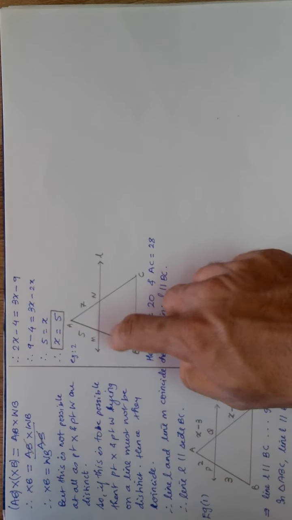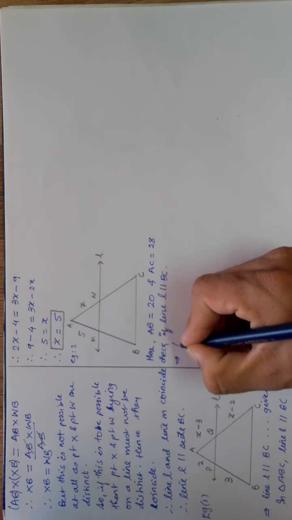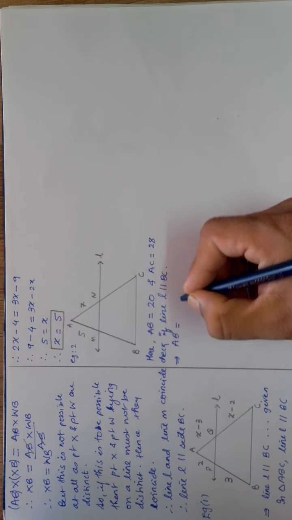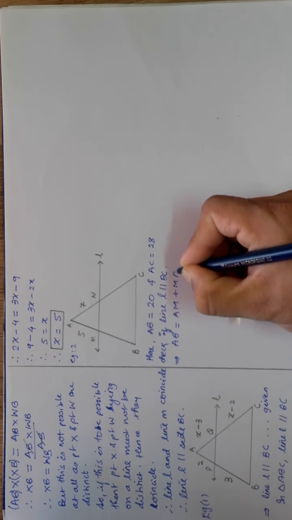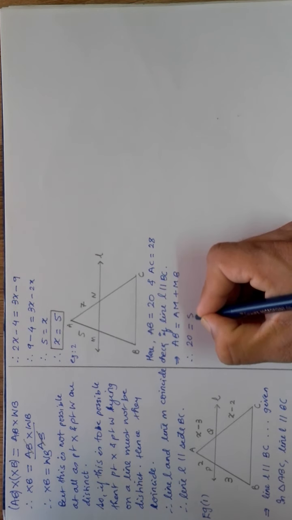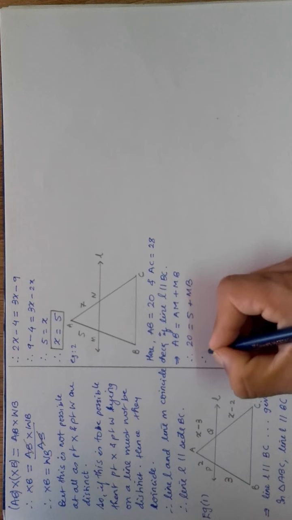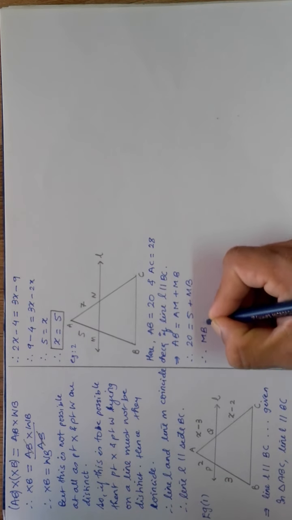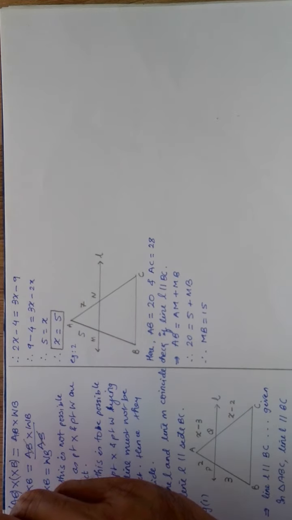That means I need to find MB. To find MB, I know my AB is equal to AM plus MB. Whereas AB is your 20, AM is 5 and MB is not known. So solving it, we get MB is equal to 15. I am not writing units right now, it is not expected also.